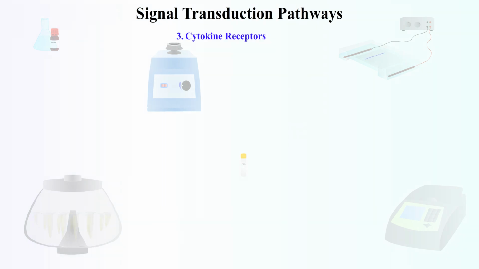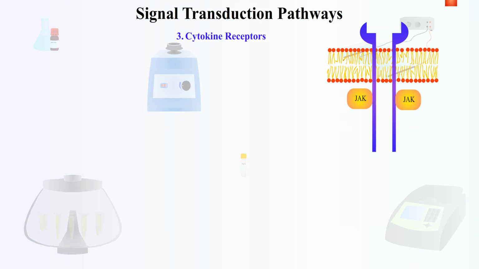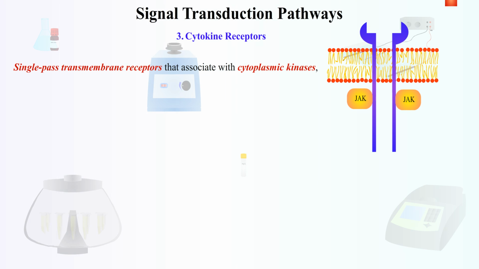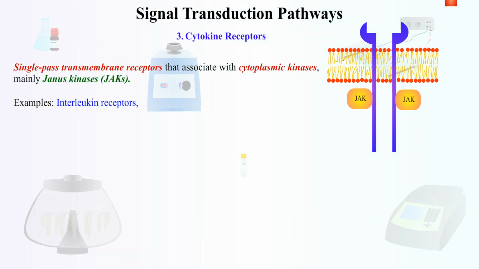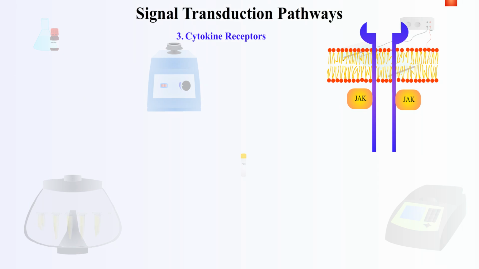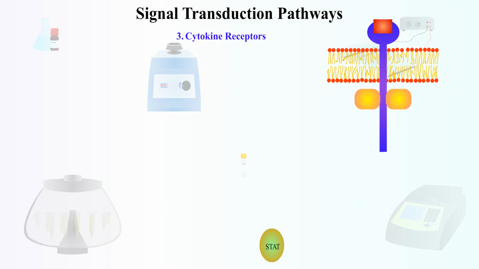3. Cytokine receptors. Cytokine receptors do not have intrinsic kinase activity. They are single-pass transmembrane receptors that associate with cytoplasmic kinases, mainly Janus kinases or JAKs. Examples: interleukin receptors, interferon receptors. A cytokine binds to the extracellular domain of its receptor. This induces dimerisation or a conformational change in the receptor. Each receptor subunit is associated with a JAK.